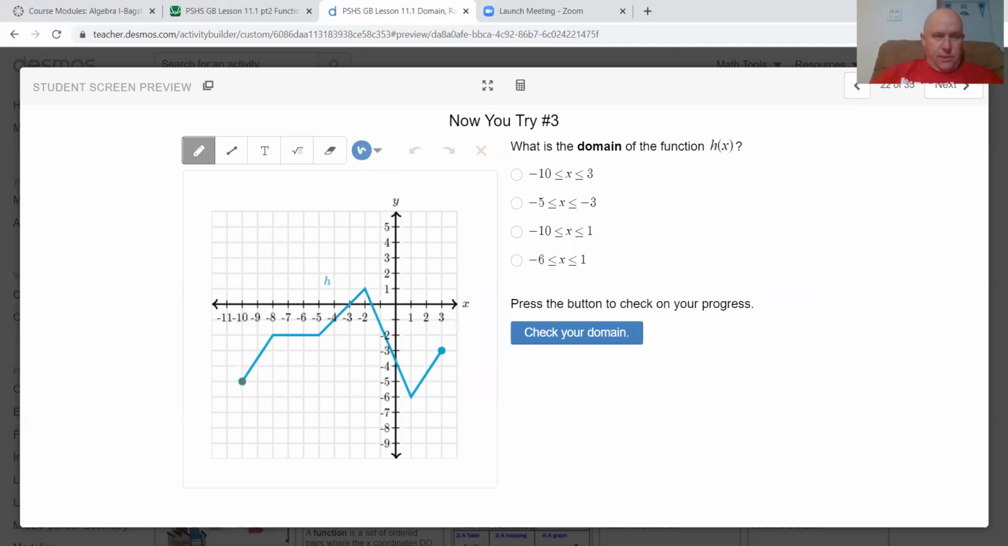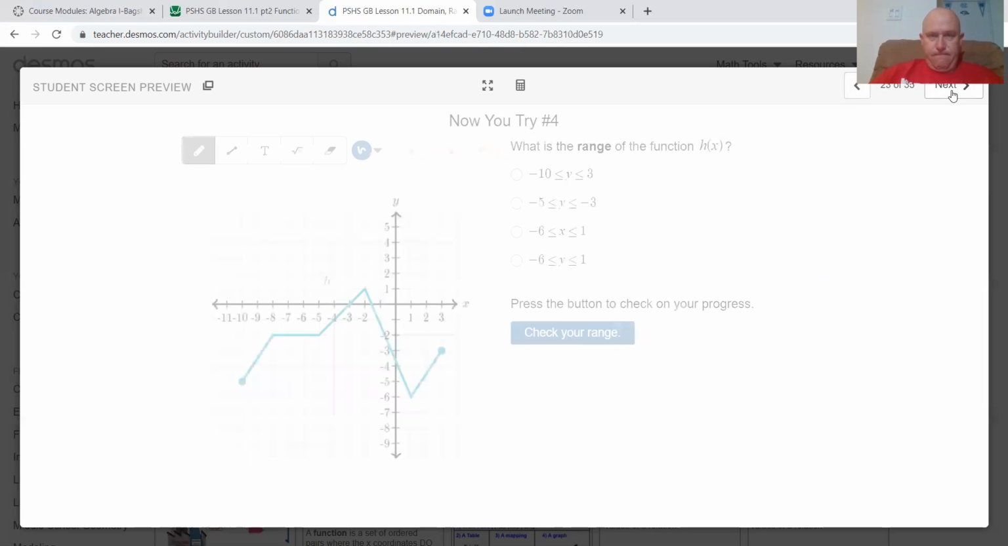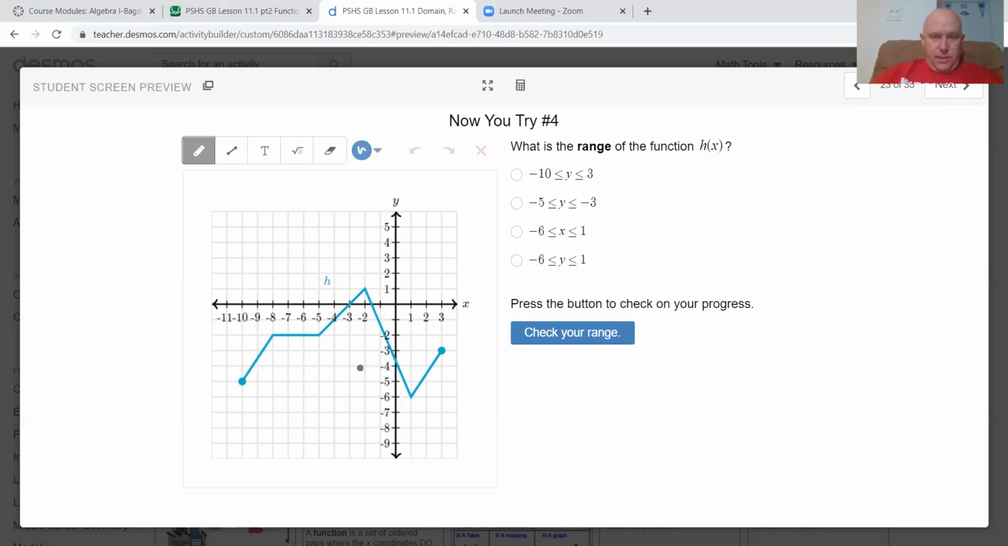Domain, same thing again. So I'm looking at x. So -10 is the furthest to the left. 3 is the furthest to the right. So I can include that one. Range this time. So the lowest point on the graph is this one here, -6. And the highest point is 1. As there's no open circle, I know I can just include this value. And the same for this one here as well. So I do need the one that says equal to as well.